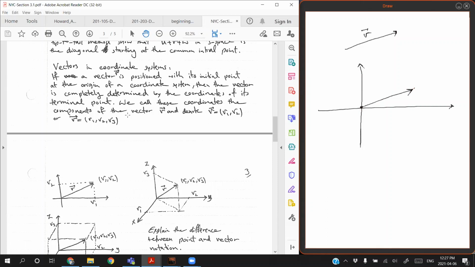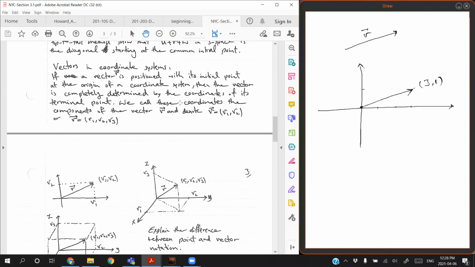Then the terminal point, in this case around (3, 1), completely specifies the vector. In order to draw that vector, you go from the origin 3 units to the right, and then 1 unit up, and you'll be at the terminal point. This position for a vector is called the standard position. The coordinates of the terminal point, when the vector is in standard position, are called the components of the vector.